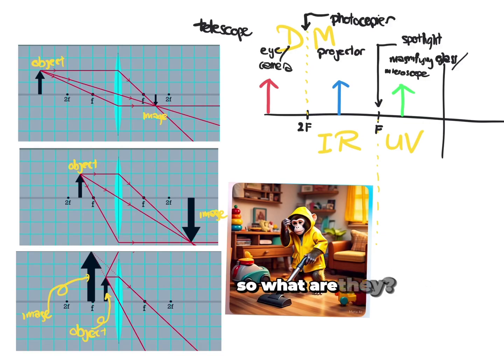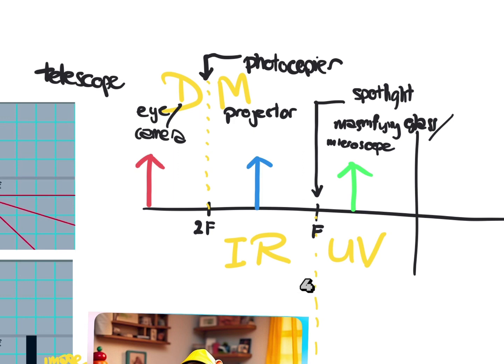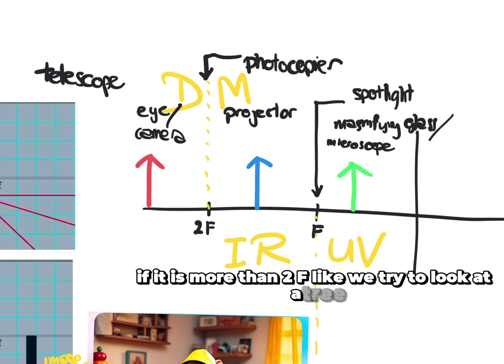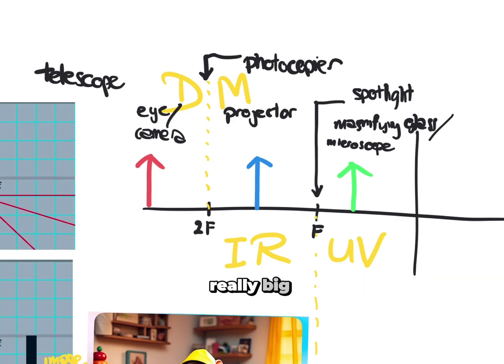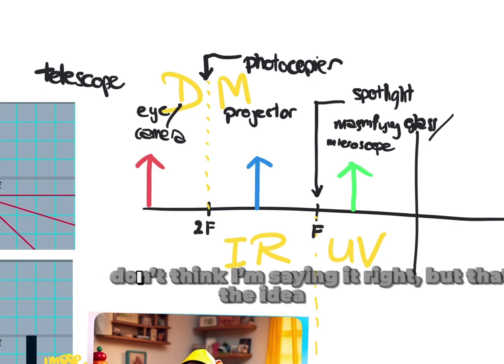So what are they? Based on your textbook, which you can definitely see, these would be the main 6 things. 1, 2, 3, 4, 5, 6, right? If my object is at infinity, really, really far away, kind of like looking at planets, right? This is where we use our telescope. If it is more than 2f, like you try to look at a tree or mountain that's really, really big, that's how your eyes as well as the cameras work, right? If you want it to be exactly the same size, that's what you would use for a photocopier. I don't think I'm saying it right, but that's the idea, right?